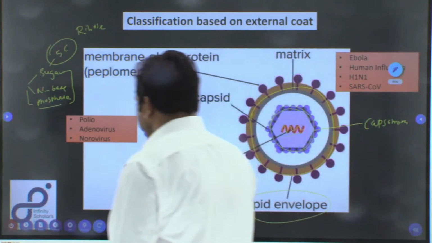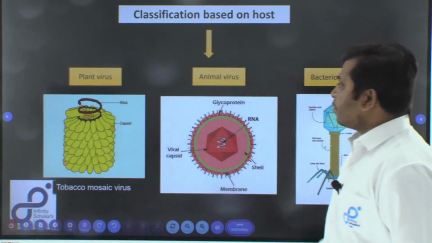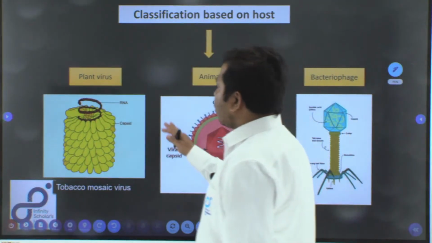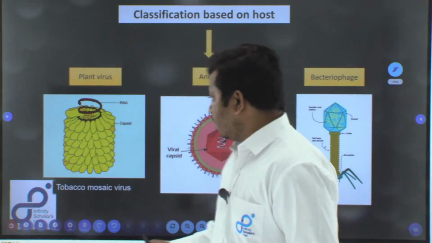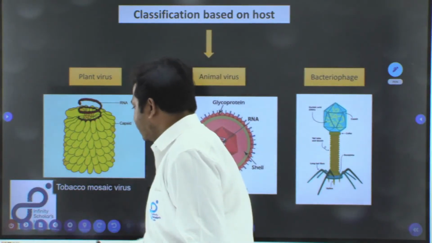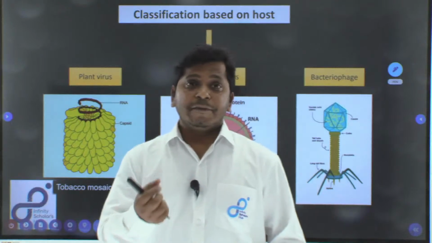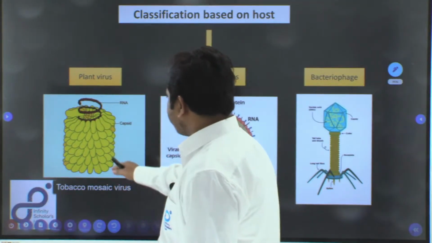So let's move on. The classification of viruses is also done with respect to the host they infect. If they infect plants, they are called plant viruses. One key example of this group is the tobacco mosaic virus, as you can see here.